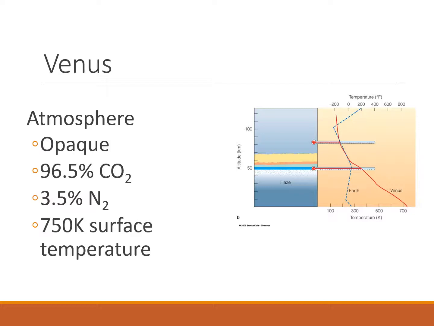We can't see through it. We've actually had to send different probes to radio map the surface. It's 96.5% CO2 and only 3.5% nitrogen. The surface temperature, because of all the CO2 and because of its close proximity to the sun compared to us, is a constant 750 Kelvin. So the temperature of Venus is extremely hot, in fact, hot enough to melt lead. Also, because of the high concentration of CO2, it has a very, very high pressure.